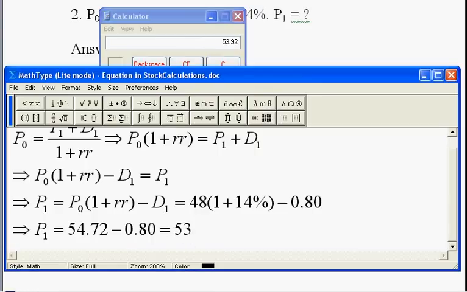So 53.92 is the answer. So the future price, probably forecasted by some analyst, is 53.92.